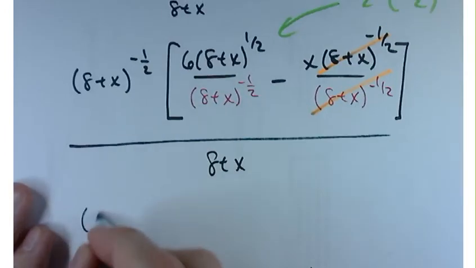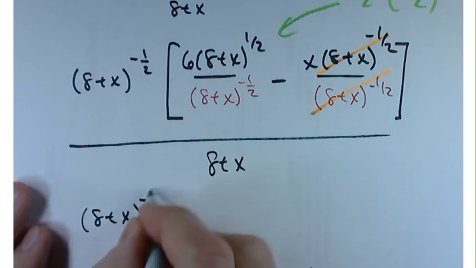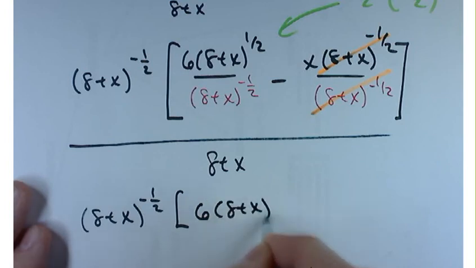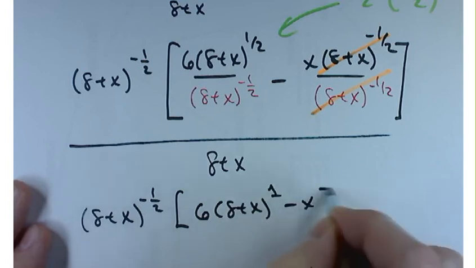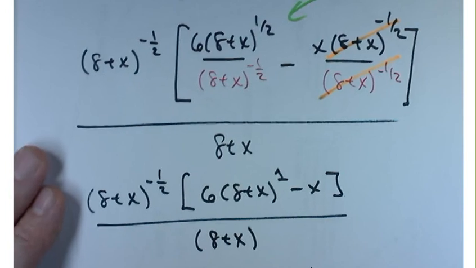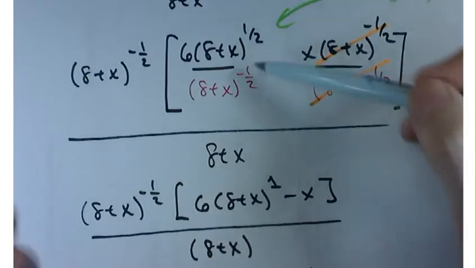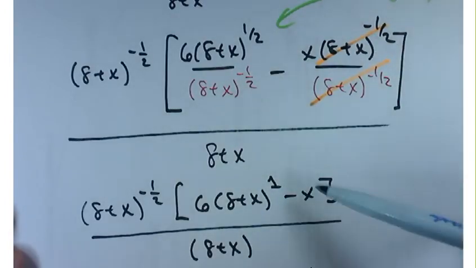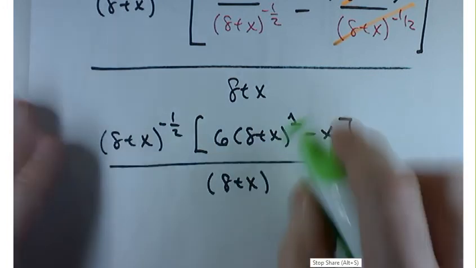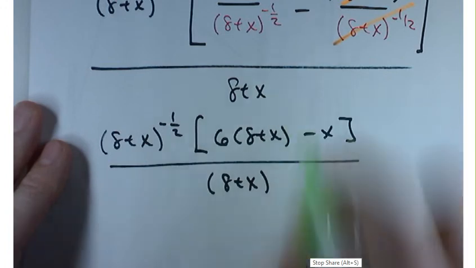I'm left with 8 plus x to the negative 1/2 times 6 times 8 plus x to the first power minus x. So I subtracted the exponents here. I got a 1. These canceled out. It just left me with an x. Do I really need the 1 there? Do I need to write 1? No. It's just kind of understood. So you don't have to write it there if you don't want.